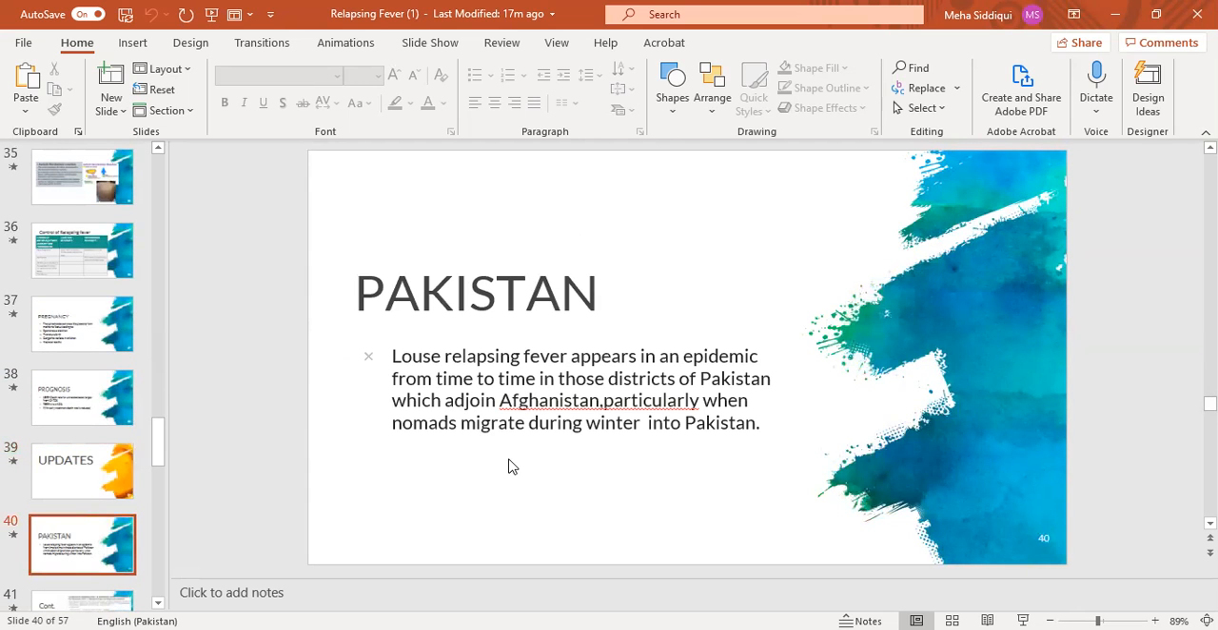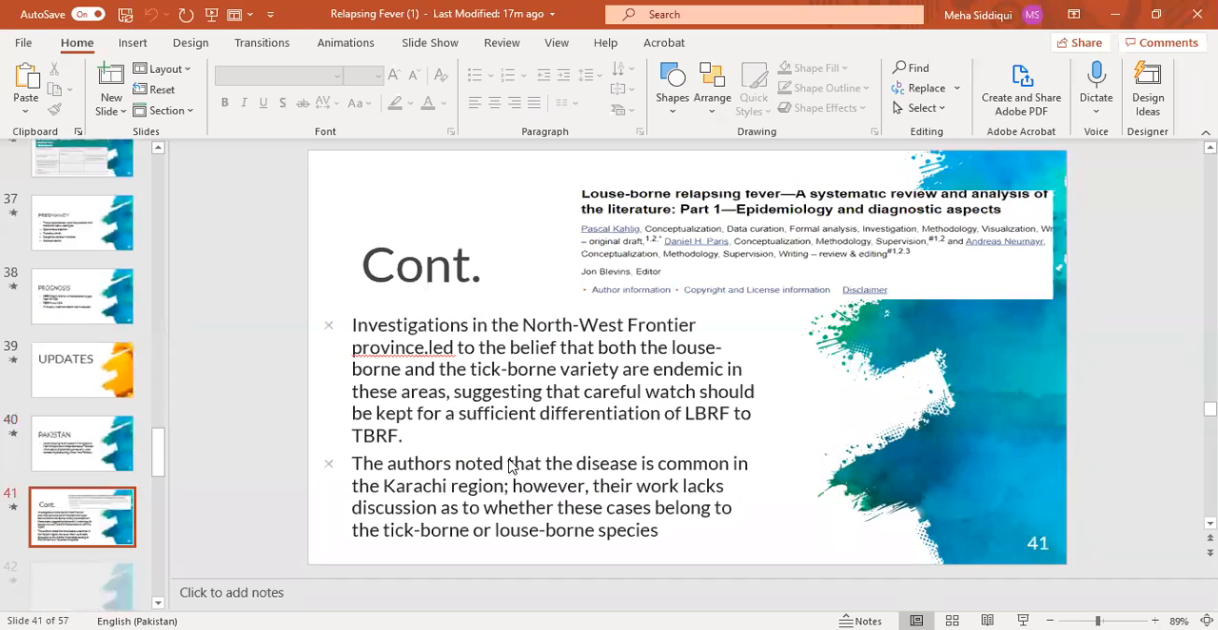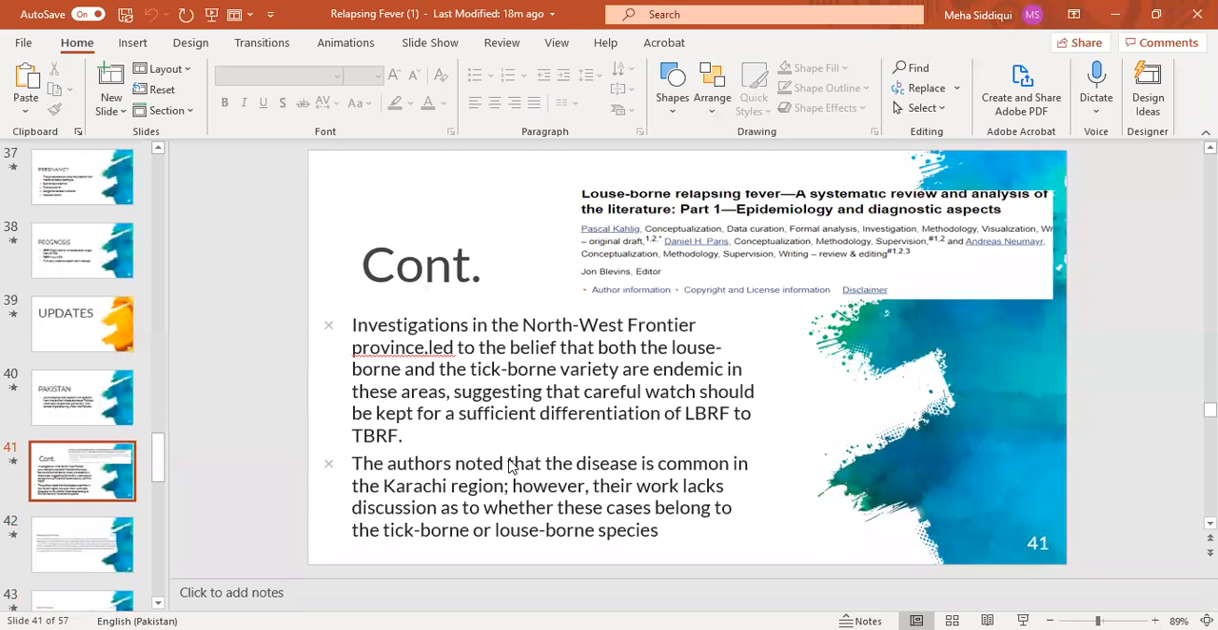Now, coming to updates about Pakistan, louse-borne relapsing fever appears in an epidemic from time to time in those districts of Pakistan which adjoin Afghanistan, particularly when nomads migrate during winter into Pakistan. And there was a systematic review on epidemiology aspects. According to it, investigations in the NWFP led to the belief that both the louse-borne and the tick-borne variety are endemic in these areas, suggesting that careful watch should be kept for sufficient differentiation of louse-borne relapsing fever from tick-borne relapsing fever.